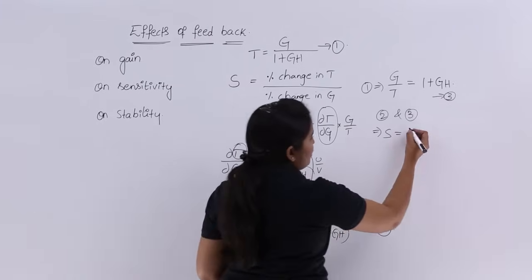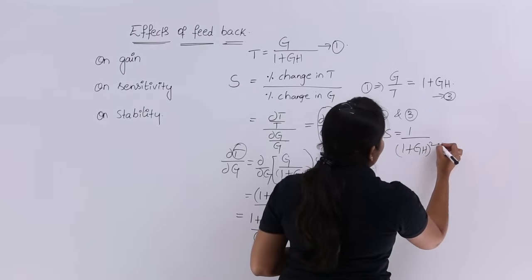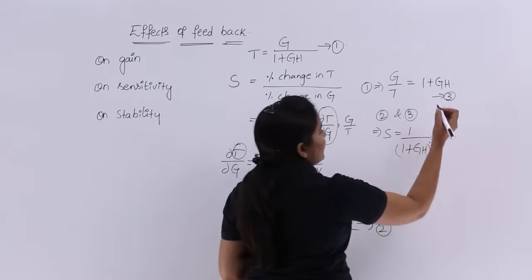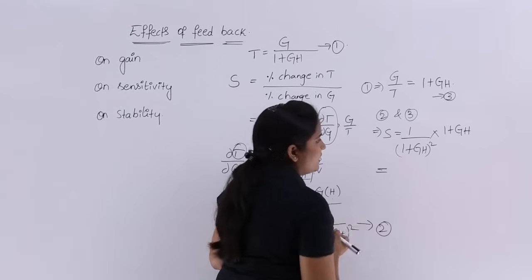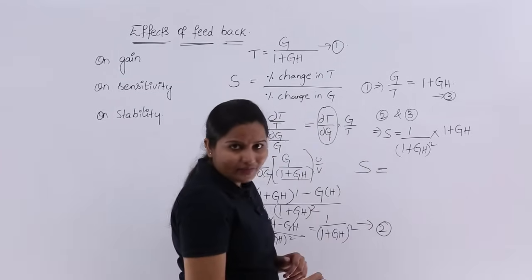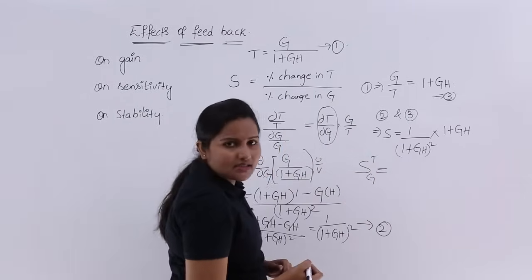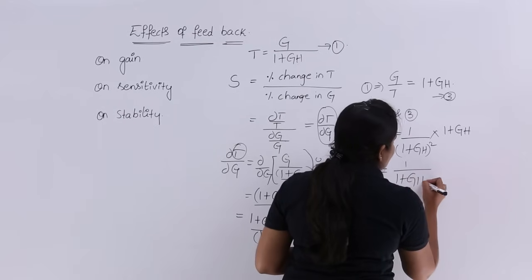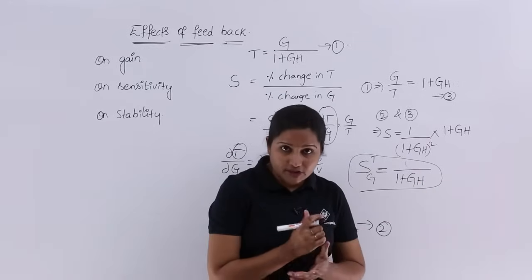1 by 1 plus gh whole square, 1 plus gh whole square into, so here you are having g by t, g by t is nothing but 1 plus gh. So, finally, sensitivity. Sometimes they will represent sensitivity like this: sensitivity is equivalent to 1 by 1 plus gh. So, here sensitivity is also dependent upon the 1 plus gh factor.